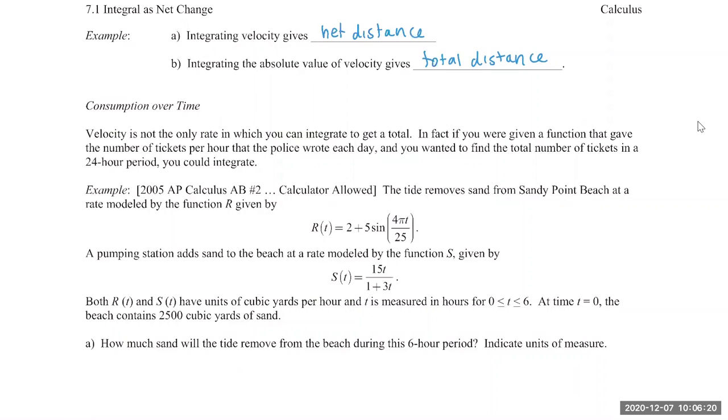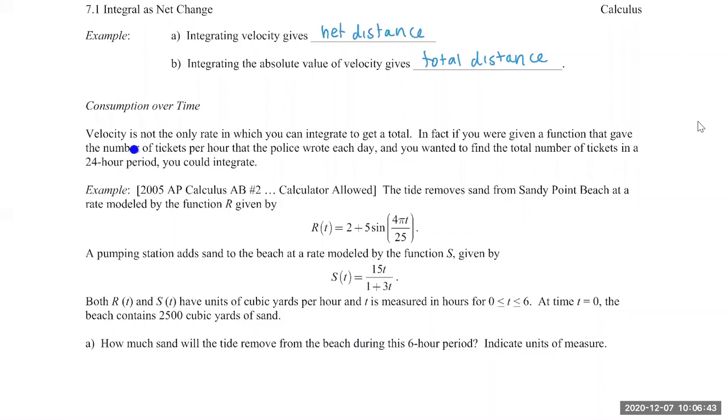So here they talk about something interesting. Velocity is not the only rate. You guys can be given functions that represent a different type of rate. So velocity is miles per hour, if you think about it, but basically the change in distance over change in time. Here, it's the number of tickets that a police officer gives each day per hour.